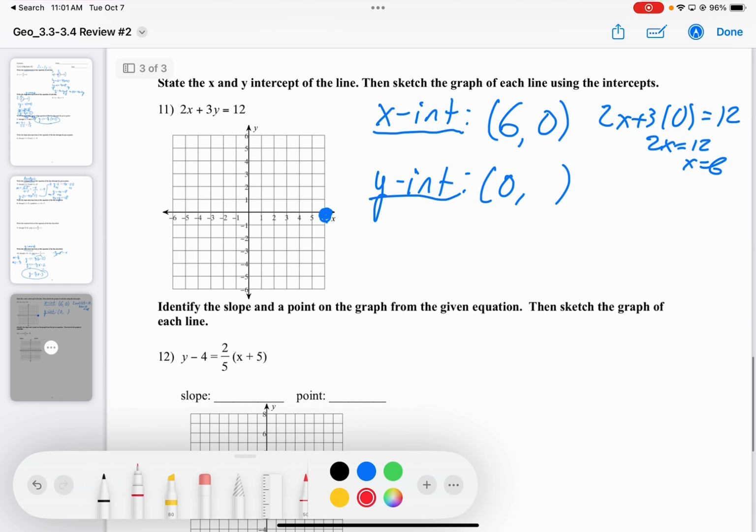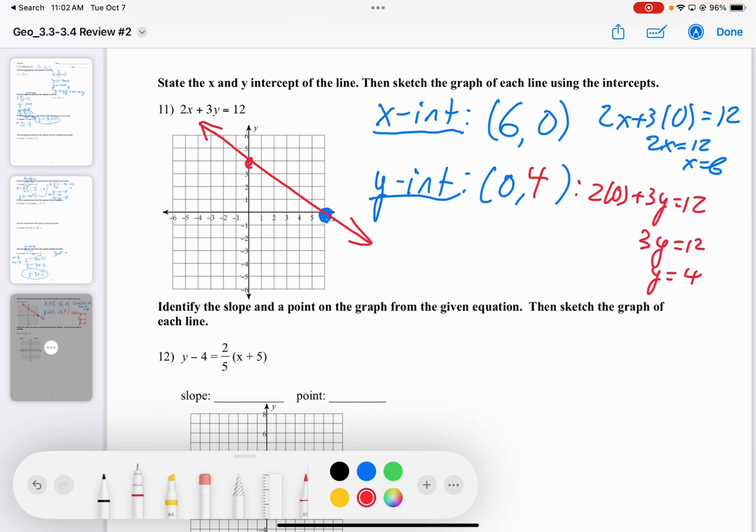And then my y-intercept, I need to plug in 0 for x. So I'd have 2 times 0 plus 3y equals 12. So then I would get that 3y equals 12, which gives me y equals what? 4. So then my y-intercept is 0, 4. So then when I plot my line, it looks like that.